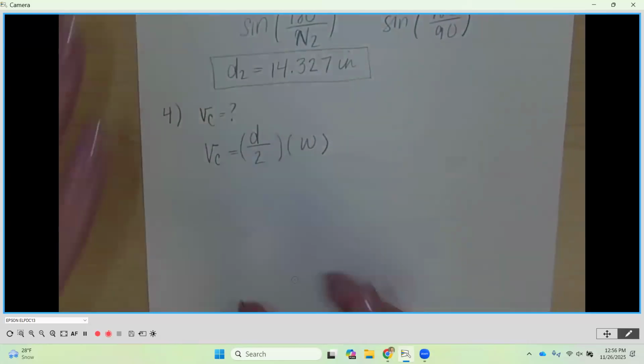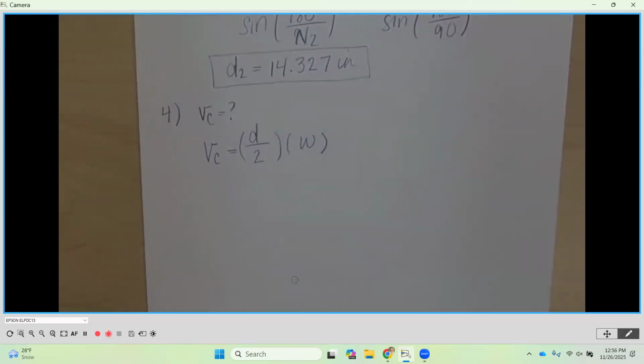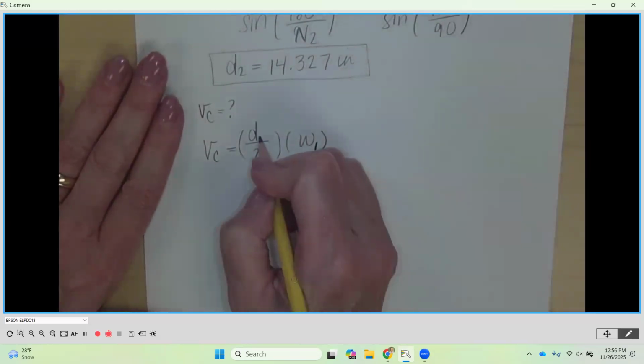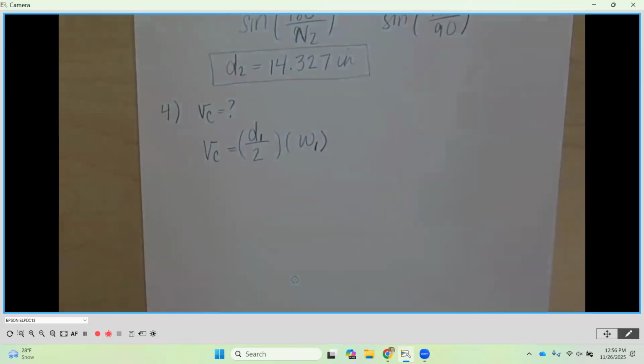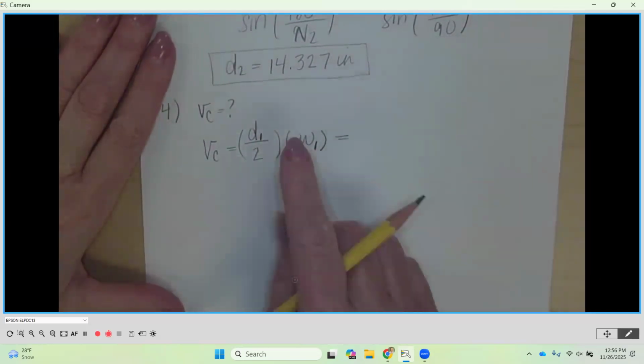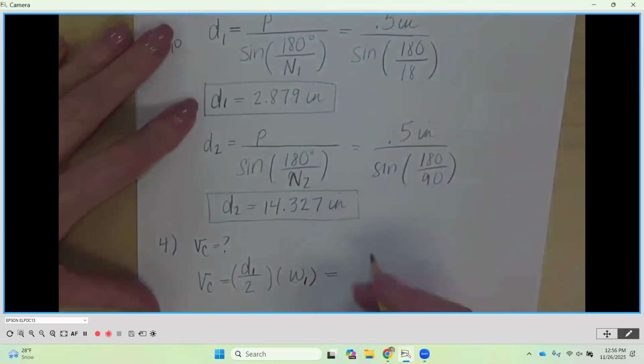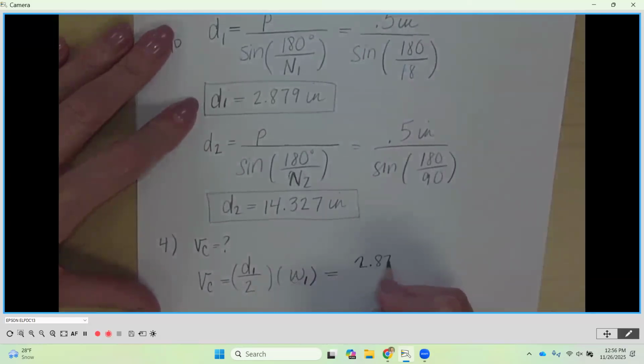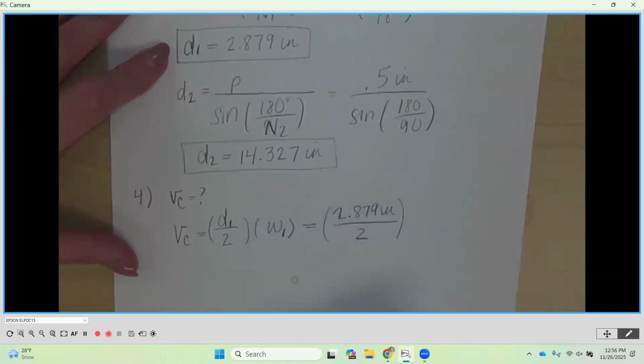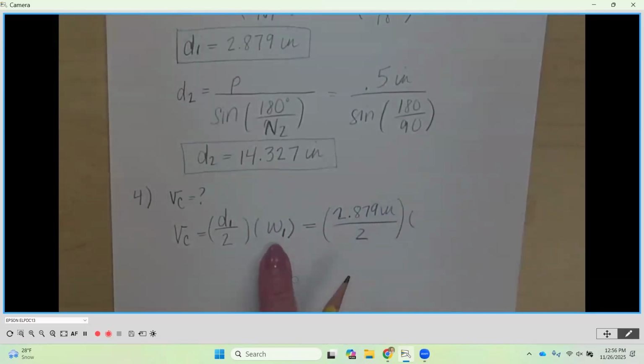Now, we can pick either the driver or the driven, but whichever one we do, we're going to use the diameter of that and its rotational speed. I usually start with the faster one. I'm just going to do ones for each of these. You could do twos because we know both. So I know that the pitch diameter for D1 is 2.879 inches divided by 2, multiplied by W1.